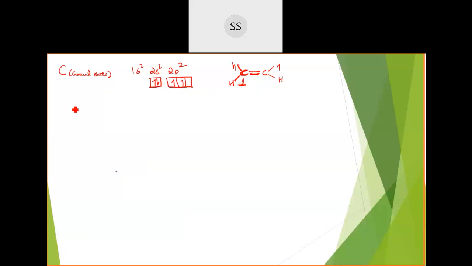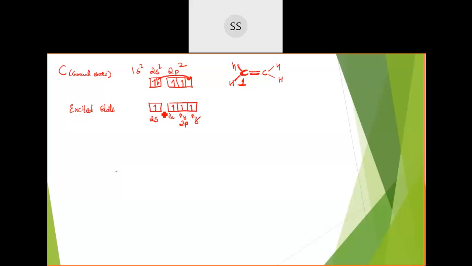So what we need to do is write the excited state as well. When I write the excited state, one electron from the 2s orbital shifts to the 2p orbital. So one electron you will find in 2s, and then we have one electron each in the 2p orbitals. Which orbitals are these? These are px, py, and then I have pz. So I've written the excited state.